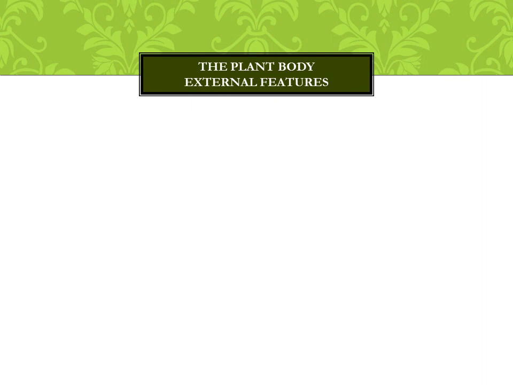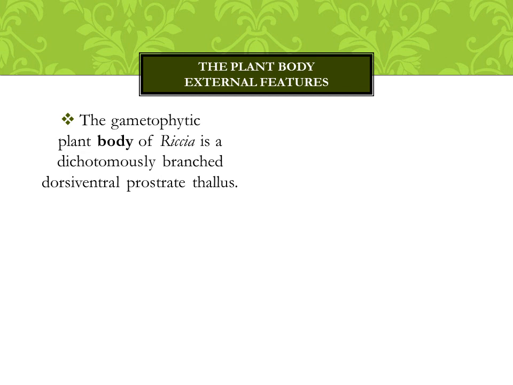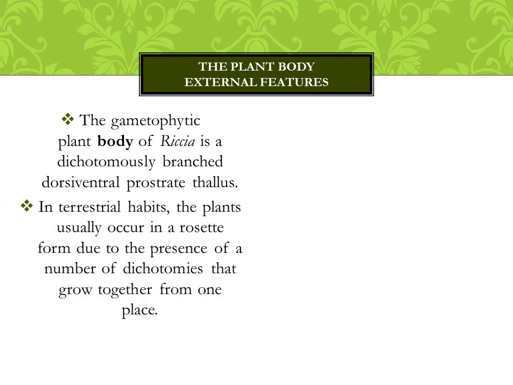As far as the structure of the plant body is concerned, the gametophyte is the dominant phase of the Riccia plant. Therefore, the main plant body, the thallus of Riccia, represents a well-developed gametophytic phase. Riccia is a prostrate, flat, somewhat fleshy, green, dichotomously branched thallus. In terrestrial habits, on land, the plants usually occur in a rosette form.